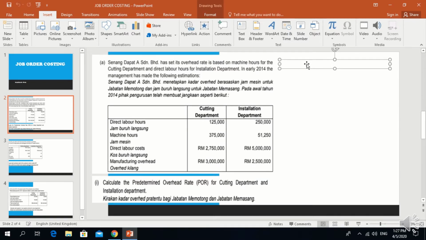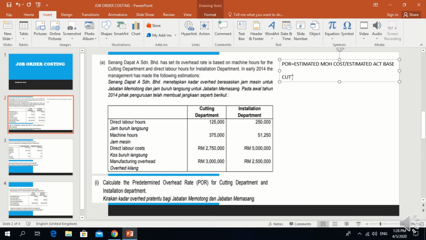So to get the answer, we must know the formula to get POR. So POR, the formula is estimated manufacturing overhead cost divided by estimated activity base. Estimated manufacturing overhead cost divided by estimated activity base.